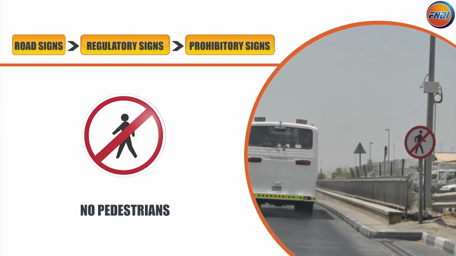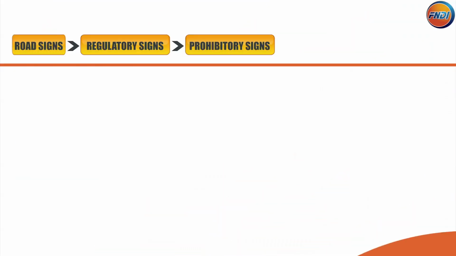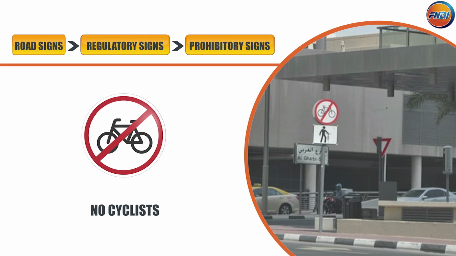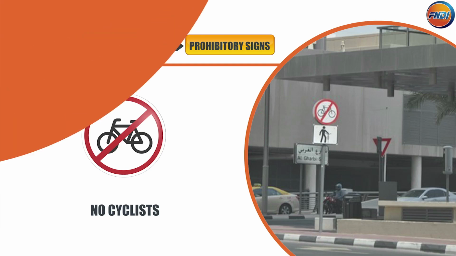No pedestrian. This is a no pedestrian sign. It shows that pedestrians are not allowed to walk through the road or zone. This sign can be seen at tunnels, bridges, cycling tracks, freeways, and near tram tracks. No cyclist. This is a no cyclist sign. It indicates that cyclists are not allowed to ride in that particular zone. This sign can also be seen at tunnels, bridges, walking tracks, freeways, and near tram tracks.